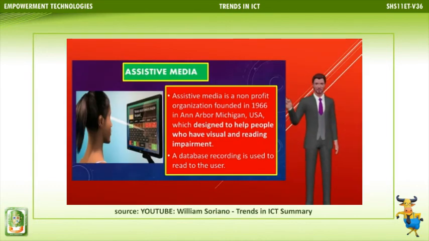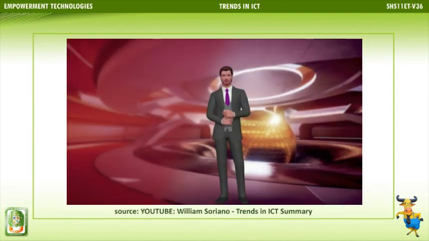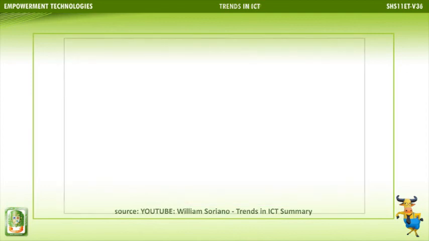And now, the last trend in information and communications technology, we have the assistive media. Assistive Media is a non-profit organization founded in 1966 in Ann Arbor, Michigan, USA, which is designed to help people who have visual and reading impairment. A database of recordings is used to read to the user. And that concludes our lesson for today.